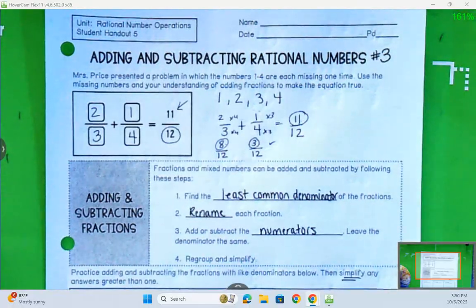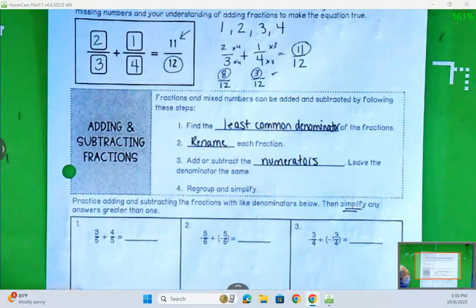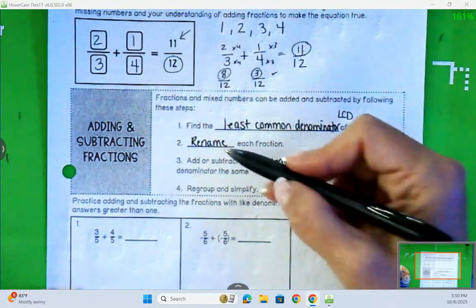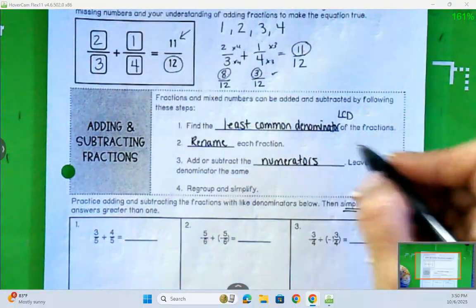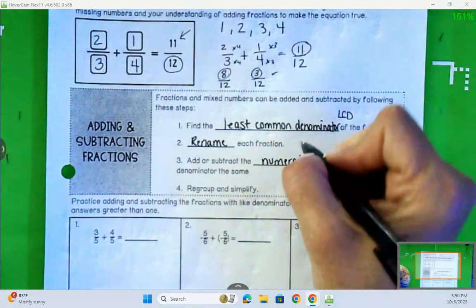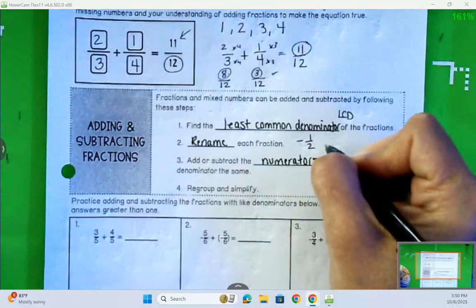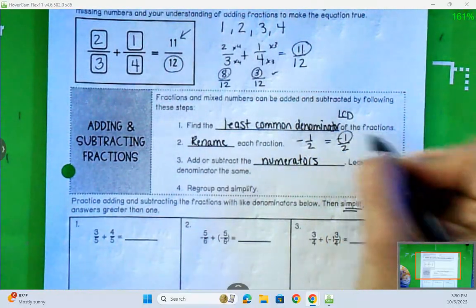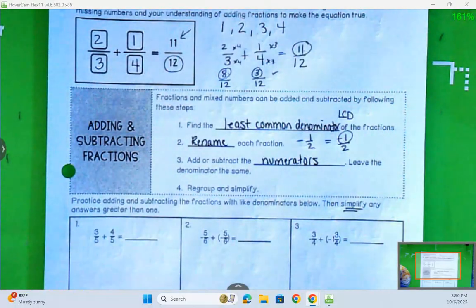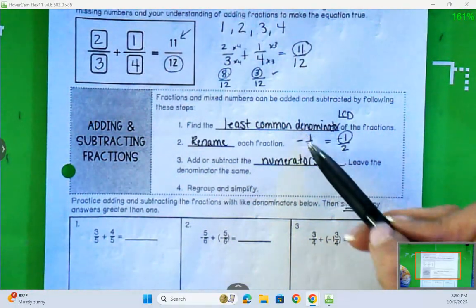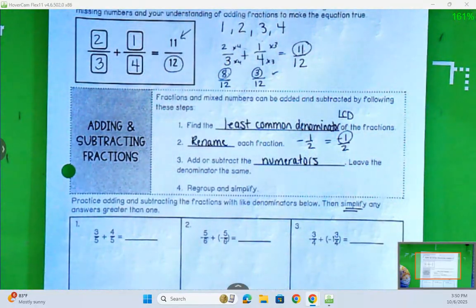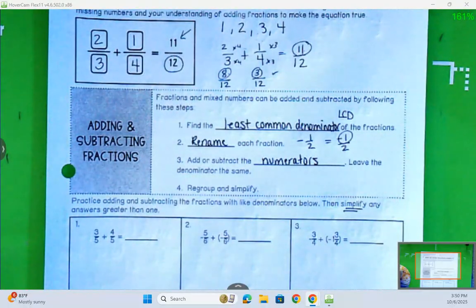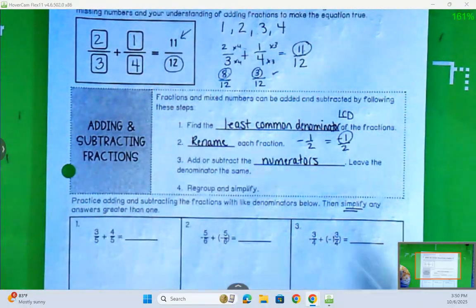Okay, some steps for adding and subtracting fractions: we need a least common denominator. We need to rename each fraction. So sometimes if we have a negative sign, like say negative 1/2, we can rename it by putting the negative 1 in our numerator so that we can combine it with another number. Remember that a negative sign can be in front of the fraction, in the numerator, or the denominator. But we like to try to avoid it in the denominator because of the least common denominator, and because we add numerators when we add or subtract.